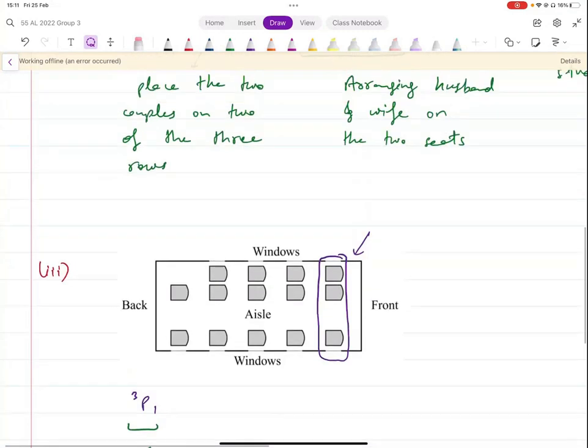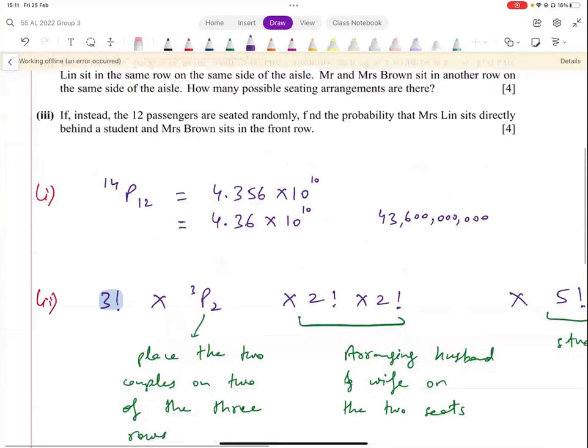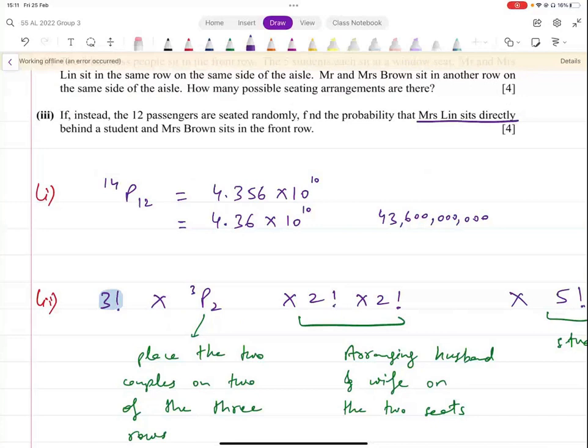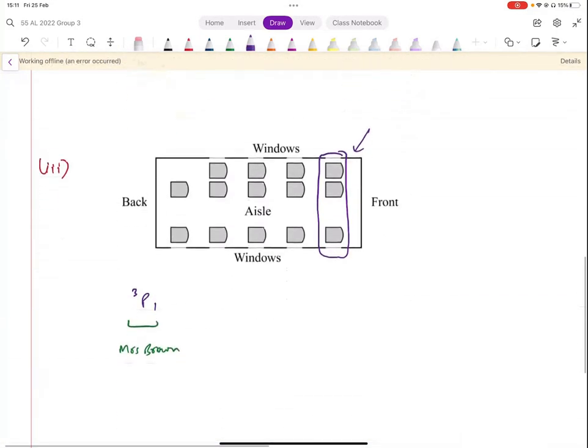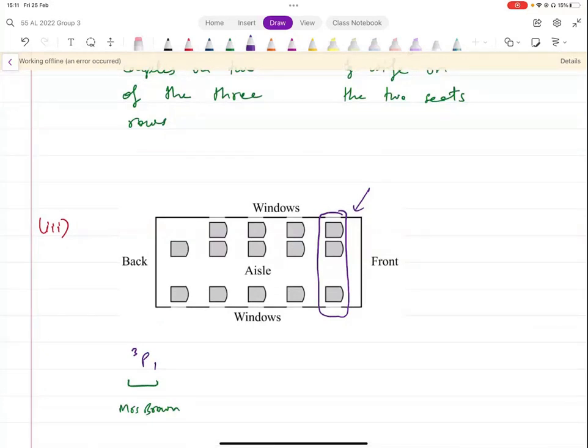Next, we have another condition. Mrs. Lynn has to sit directly behind a student. Now, how many options does Mrs. Lynn have, since she has to sit behind a student? Where can she sit? How many options does she have? Can she be anywhere amongst these seats? How many options do we have?